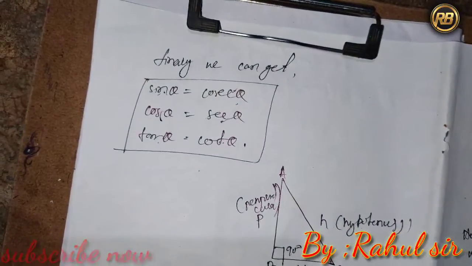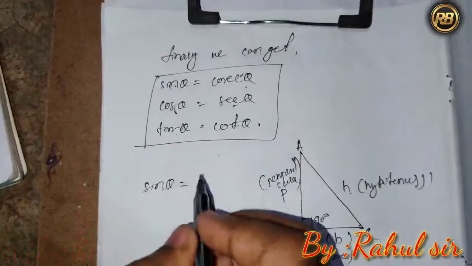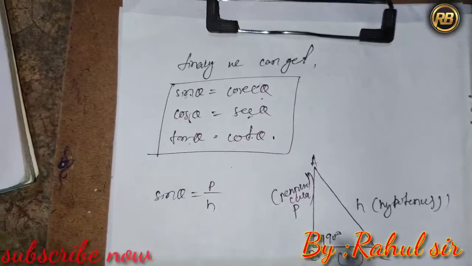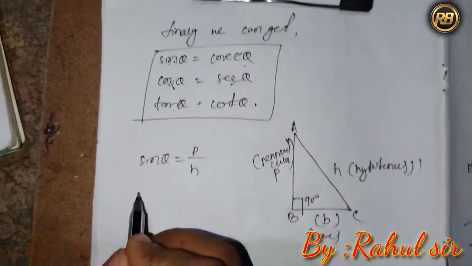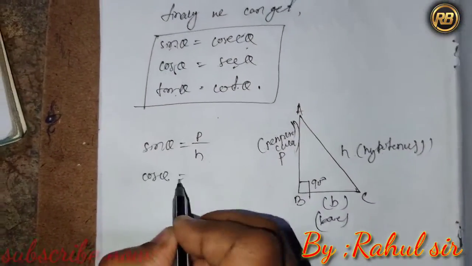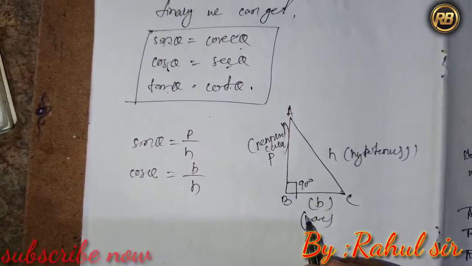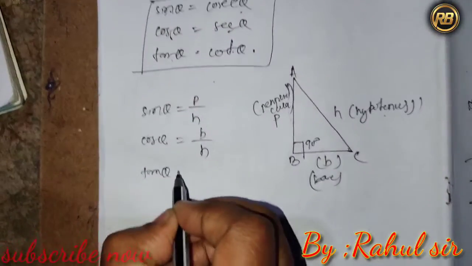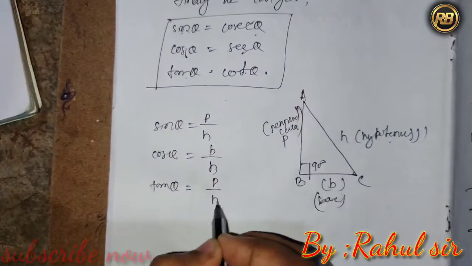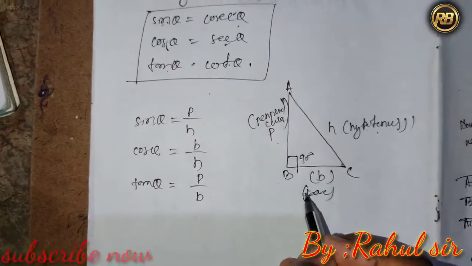It is the base. Now you can write sin theta is equal to P by H, the perpendicular divided by the hypotenuse, and cos theta is equal to B by H, the base divided by the hypotenuse, and tan theta is equal to P by B, where P is the perpendicular and B is the base.